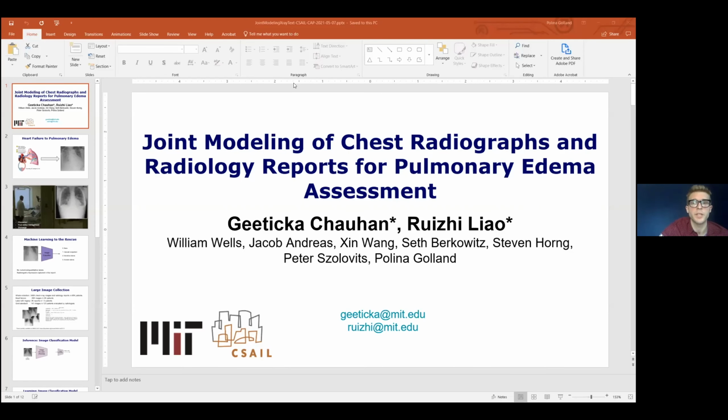Professor Golland will discuss recent work from her group, including building machine learning methods that learn joint representations of images and associated text to improve image-based clinical decision-making.